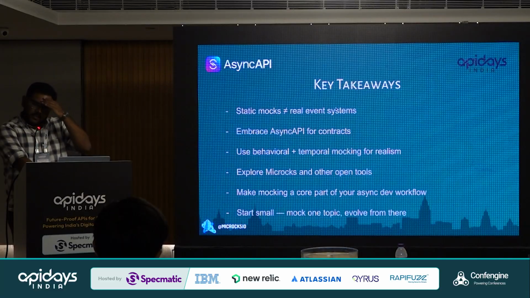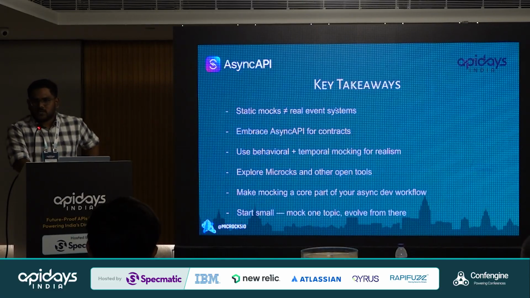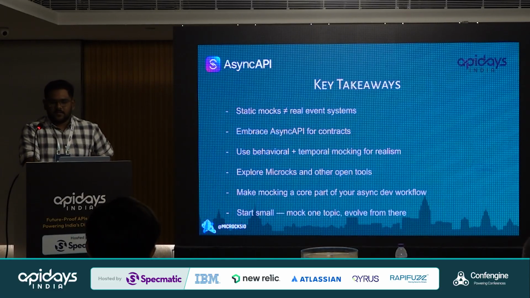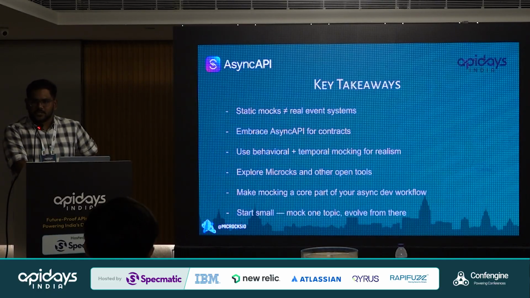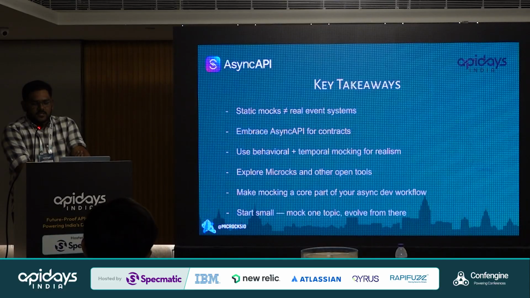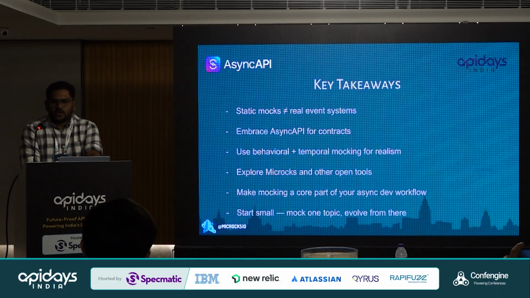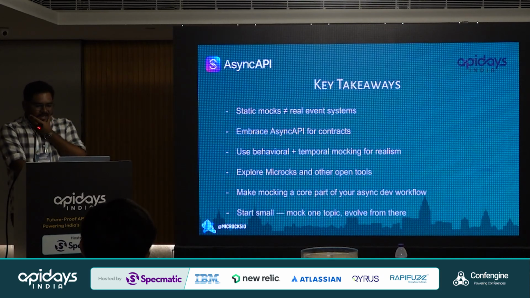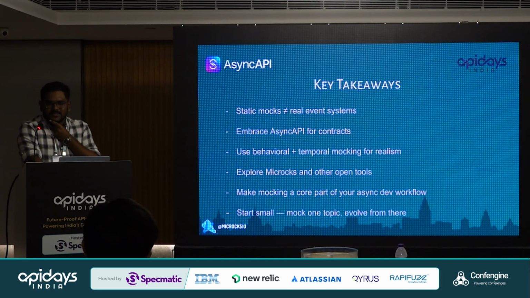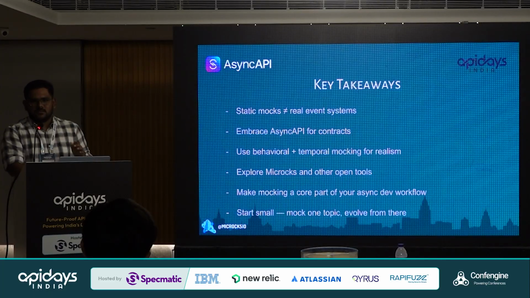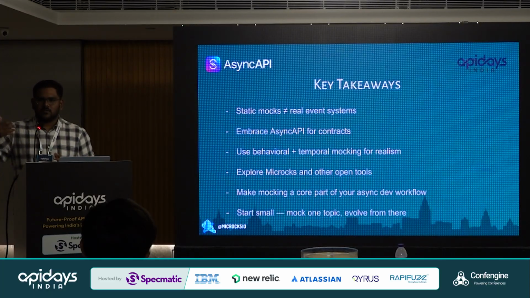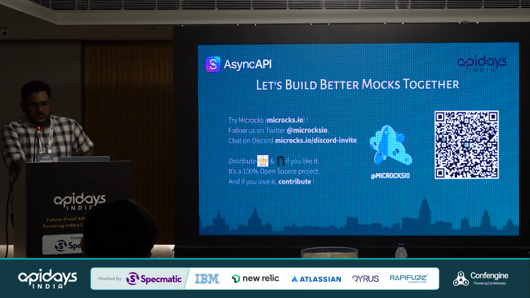The key takeaways are that static mocks are not the same as real event systems, so we need dynamic mocks. We are using AsyncAPI for the contracts, and we are using behavioral plus temporal mocking for realism. We should start small, as I said, with a small contract, and as we grow, we keep adding and evolve the schema. Yeah, so this is the thing.